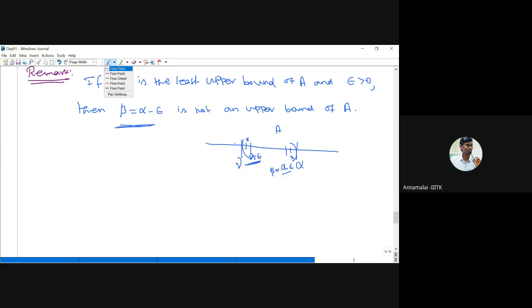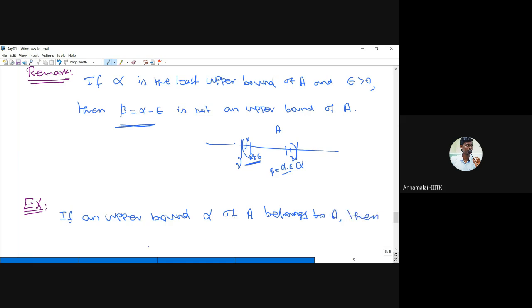Okay, now example or exercise. So suppose an upper bound alpha is a member of the set, at least one of the upper bounds. So upper bound alpha of A belongs to A. So that means what? It is a member of A, belongs to A, then the LUB of A is nothing but alpha. The LUB of A is nothing but alpha. That's the only possible.